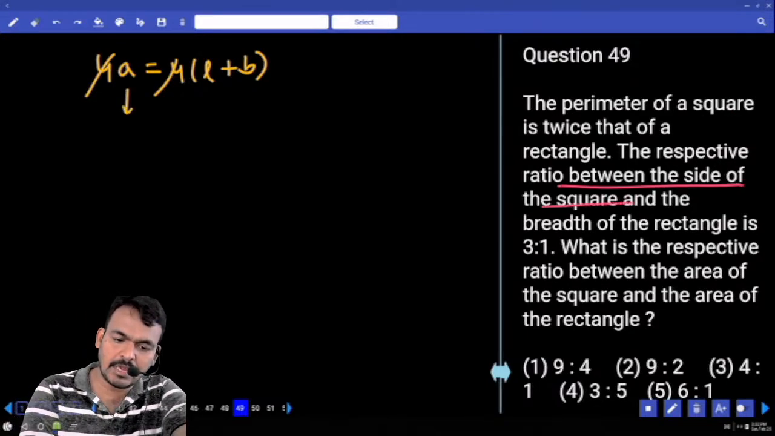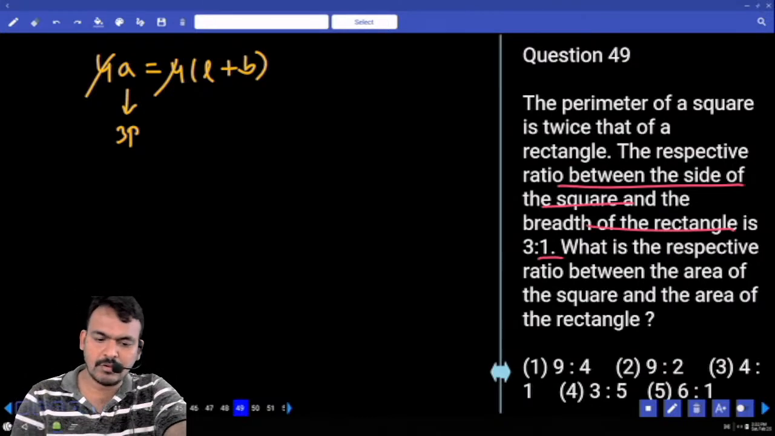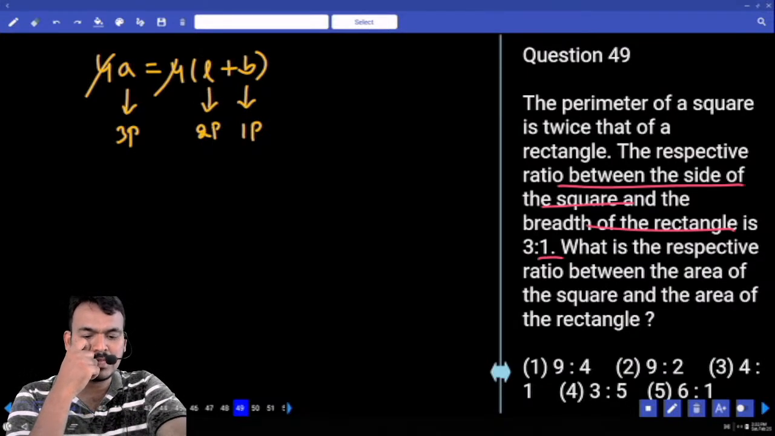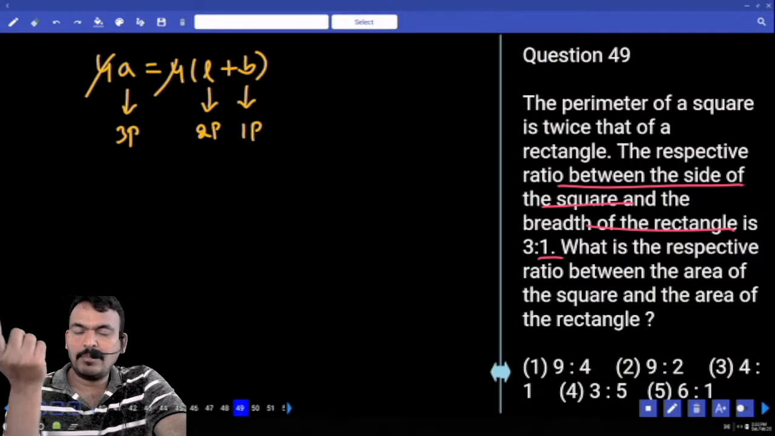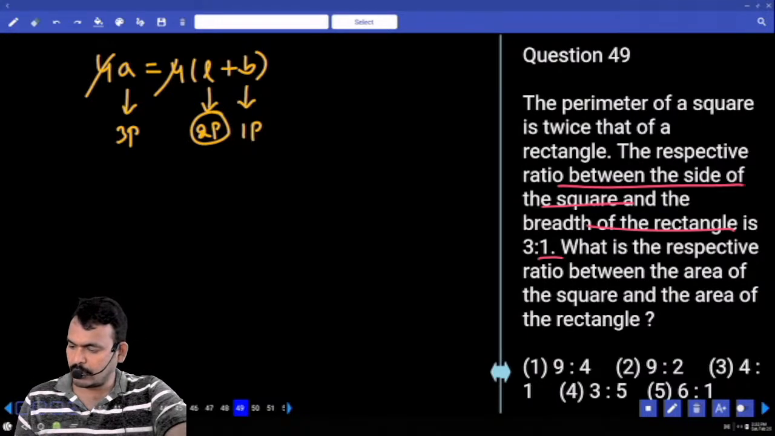Side of a square, A, means how many parts? 3 parts. Breadth of the rectangle is how many parts? 1 part. Then obviously length is 2 parts, because 3 parts equal to L plus B, and B value is 1 part. Then L is how many parts? 2 parts.